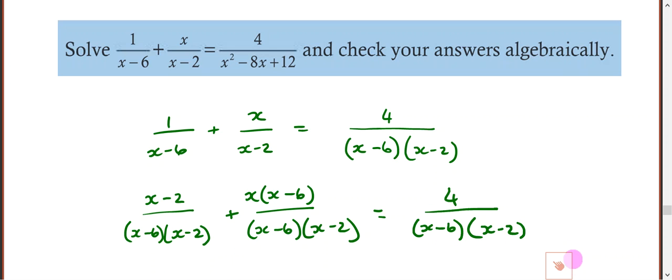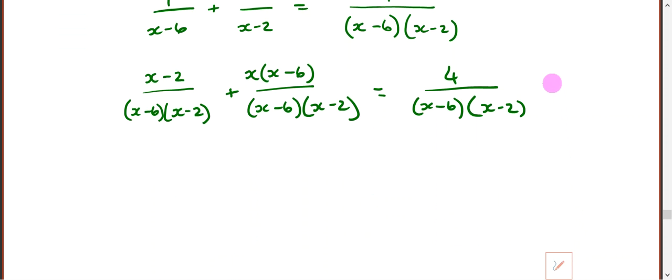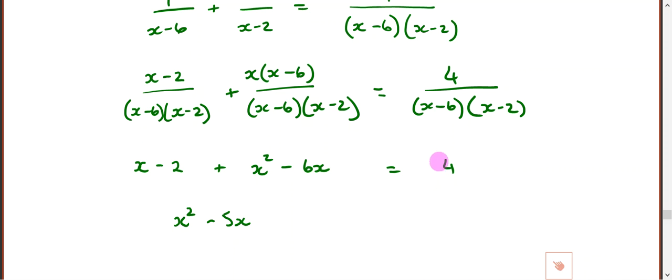This is where often people get to and then decide they need to expand all the brackets. We just don't need to. We either multiply through by all of this, or we just know that if I did that logically, I would then be able to say that x minus 2 plus, let's do x squared minus 6x, so I can collect like terms, has to equal 4, right? Which then gives you x squared minus 5x, let's subtract the 4, so that's minus 6 equals 0.